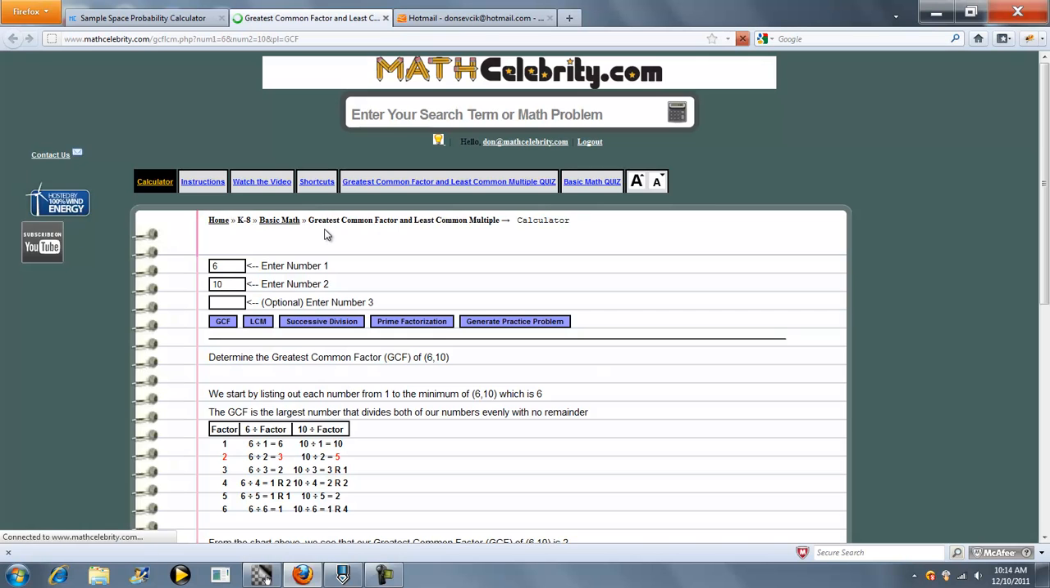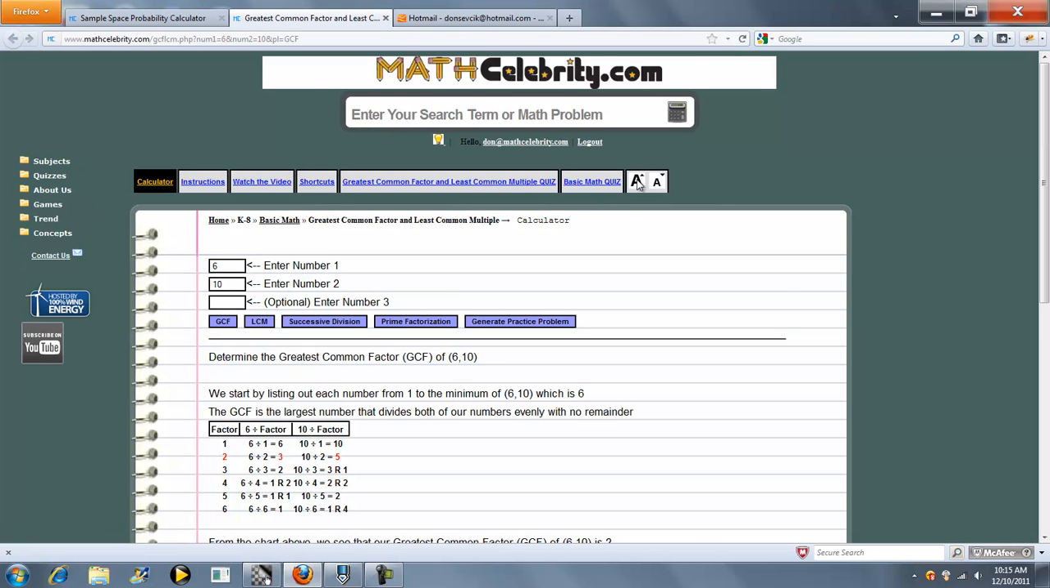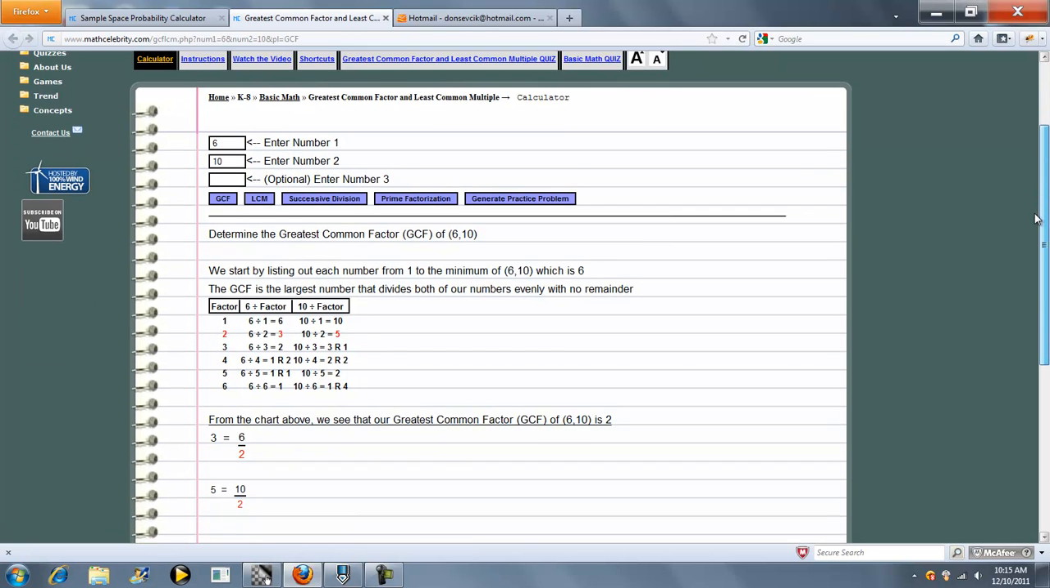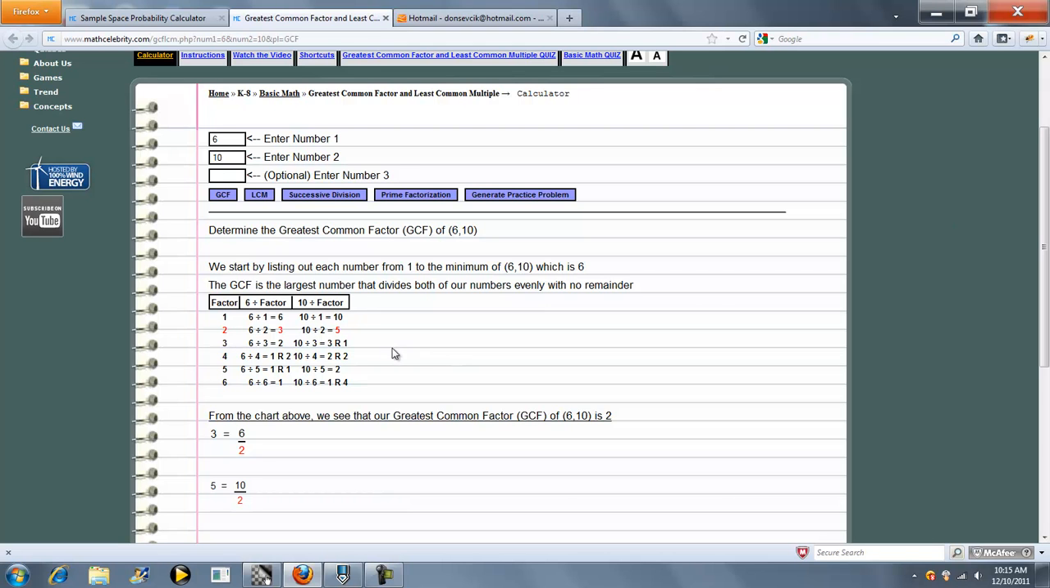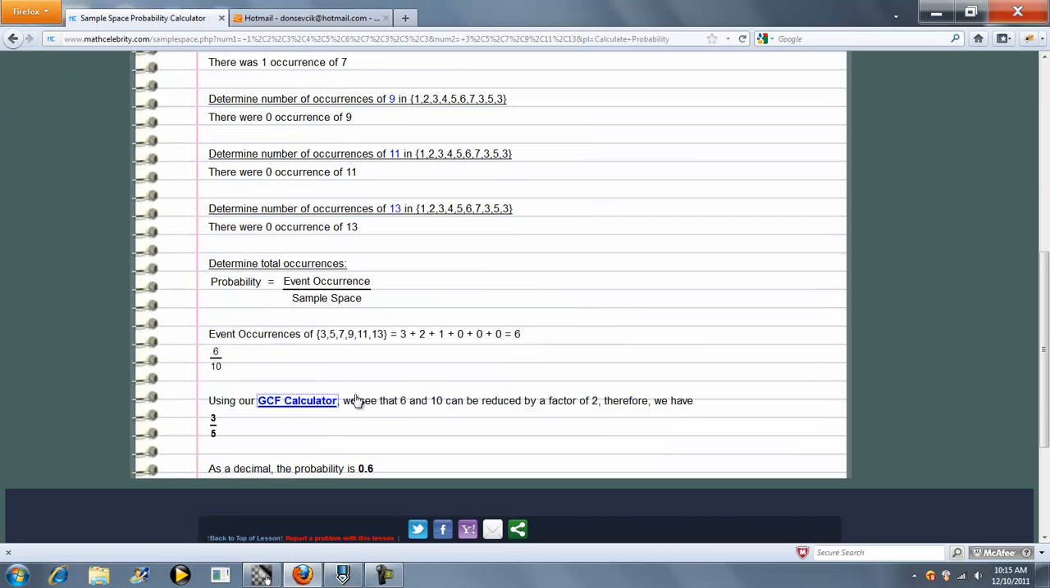I'll open this very quickly. We've actually got another video on this. So it determines that the greatest common factor of 6 and 10 is 2. As you can see, we divided 6 and 10 by 2 and we get 3/5. Therefore, the probability is 0.6 or 3 out of 5. We show both fraction and decimals.